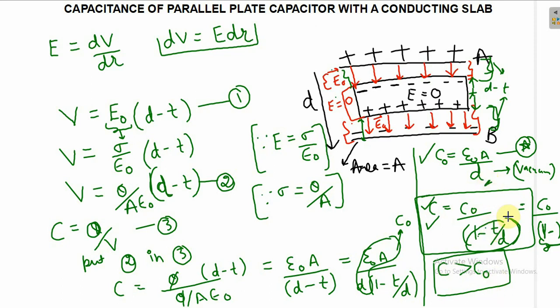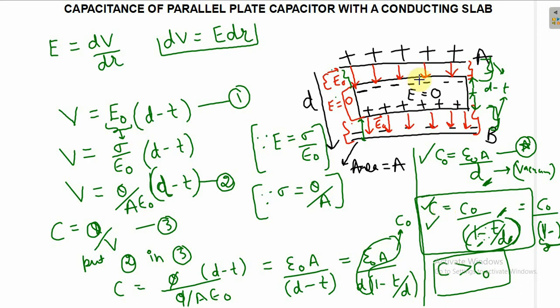You can compare the denominator of C0 and C. You will get C is greater than C0, and here overall denominator decreases and C will increase, and vice versa. I hope this topic is clear to you. So the basic thing which we have derived here is that capacitance of a parallel plate capacitor increases when you insert a conducting slab between the two plates of the capacitor, and overall capacitance will increase after insertion.